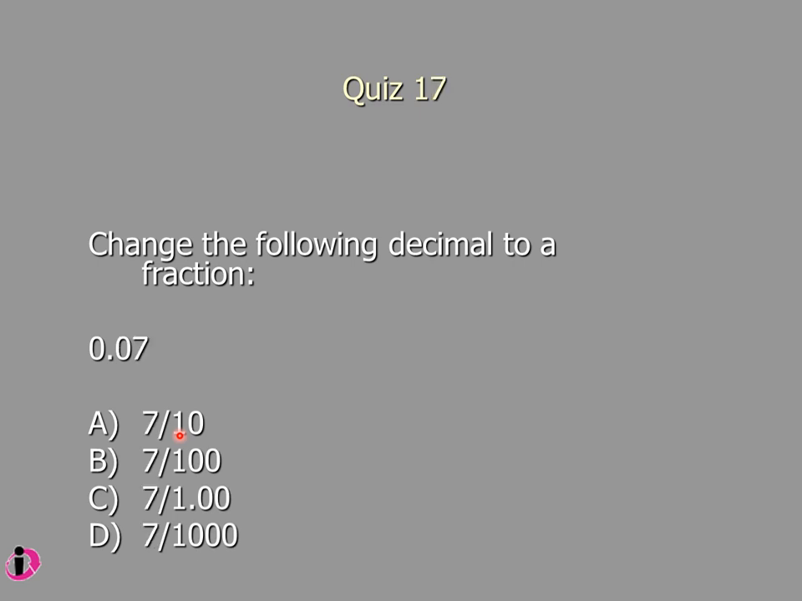How about this one? 7 over 100, right? Why is it 100? Because you have 2 digits after the decimal point. So this is 100, not 10. So the right answer is B. Next, 73 over 1000, right? Because you have 3 decimal digits. So the right answer is D. Is the right answer D? Do you see? Any questions?